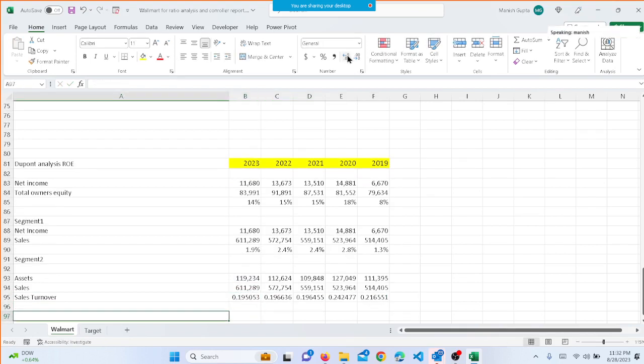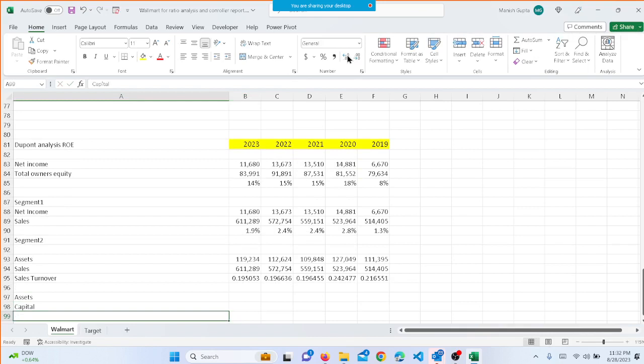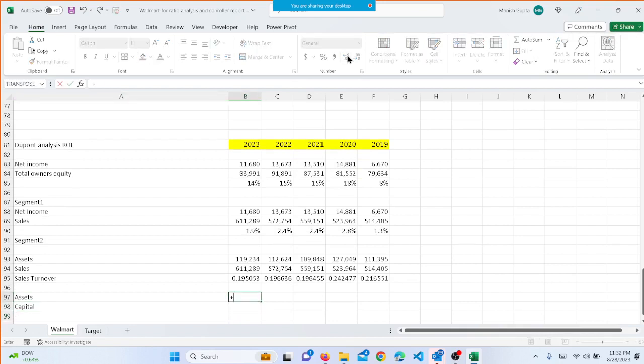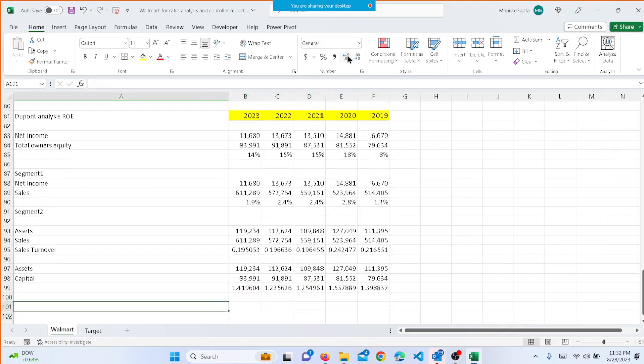0.19. Then finally, the assets depend on how much capital we have invested. So the assets will be divided by the owner's equity. So out of 83 million in terms of owner's equity, we are able to generate 109 million worth of assets, right? So this is segment 3.